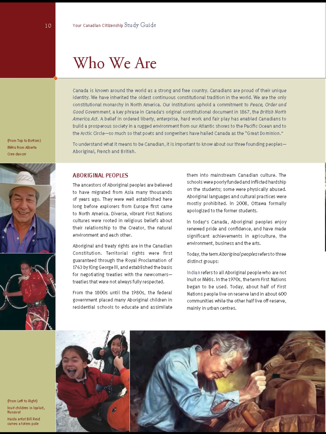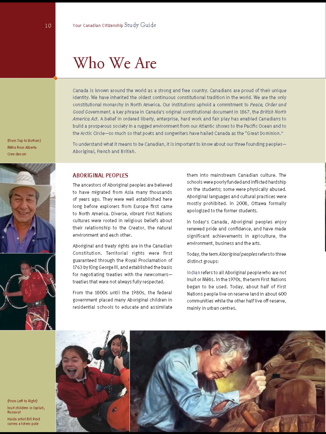To understand what it means to be Canadian, it is important to know about our three founding peoples: Aboriginal, French, and British. From top to bottom. Métis from Alberta. Cree dancer. Aboriginal peoples. The ancestors of Aboriginal peoples are believed to have migrated from Asia many thousands of years ago. They were well established here long before explorers from Europe first came to North America.